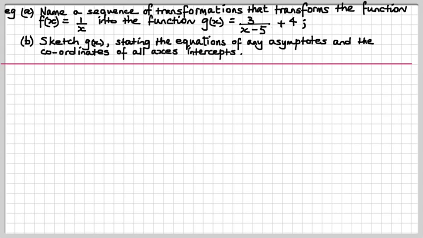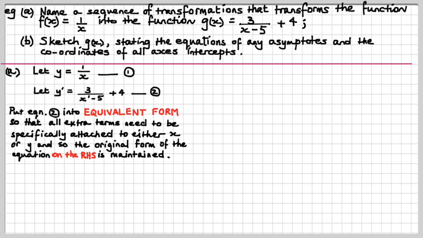Now, we're going to sketch the graph, stating the equations of any asymptotes, part B, and the coordinates of all the axes intercepts. Now, we already know how to do all this.